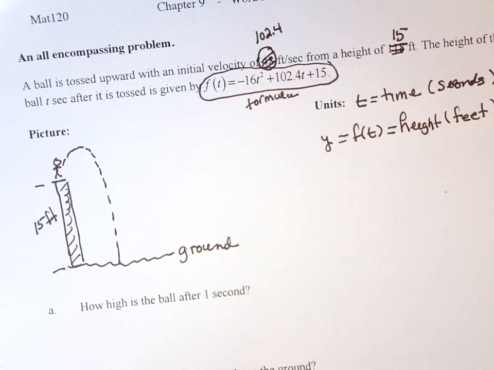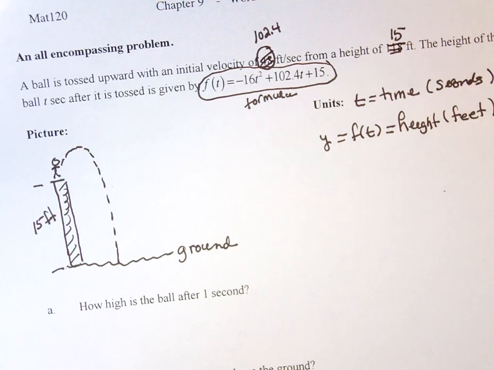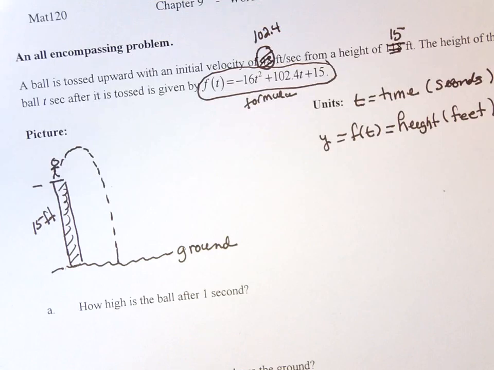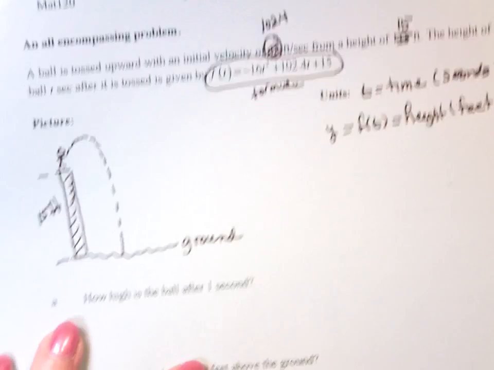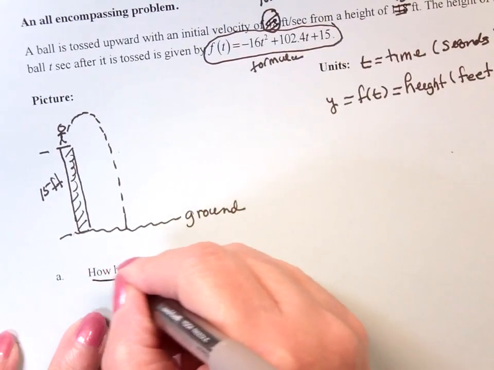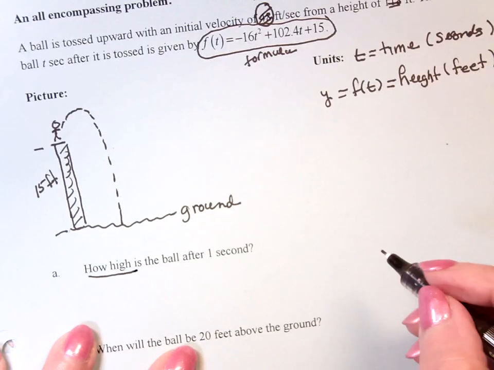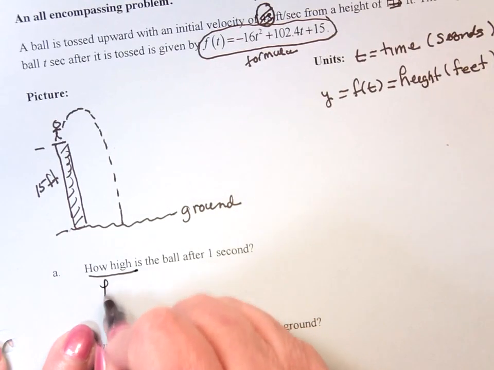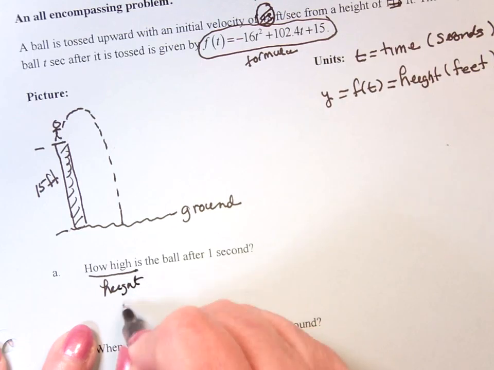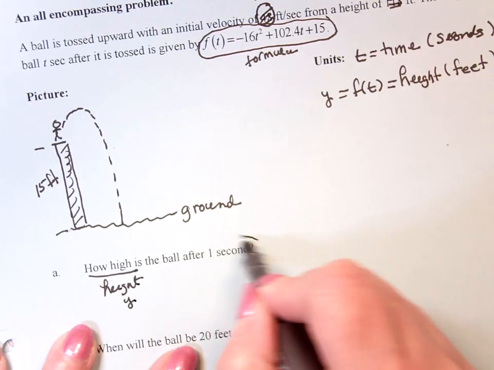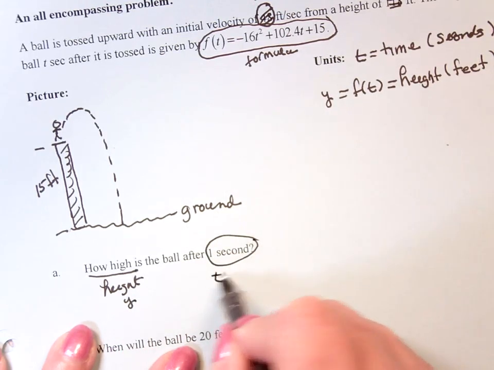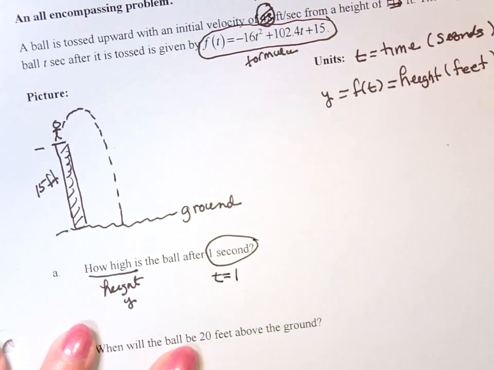So if I say how high after 5 seconds, you have a value for t, that means you're finding the y value. So you're putting in x and getting out y. It says how high, so I want to find the height, that's really the y value. Is the ball after 1 second? This tells me that t is 1.